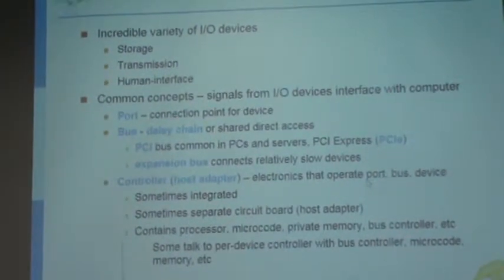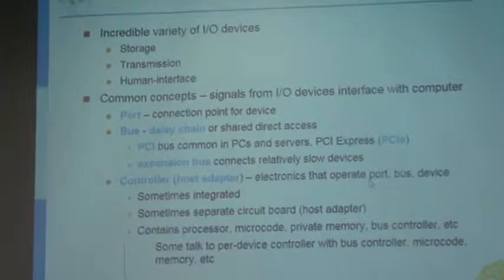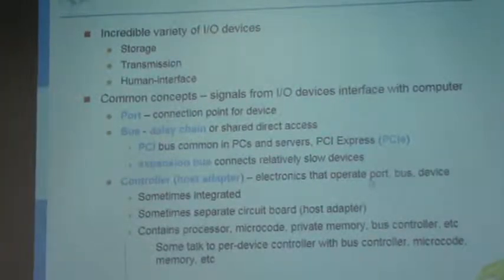PCI is the most popular bus in the personal computer, PC, and the server, and PCIe is faster, 16 gigabytes per second. Okay.